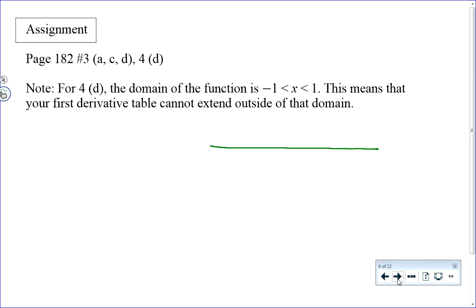So for 4D, you're going to split up your domain from -1 up to +1 only using critical values of x that lie in between those points. So you're not going to build a derivative table that extends from -infinity to infinity. If you do, then it's going to get confusing, and the reason it will be confusing is it won't work.